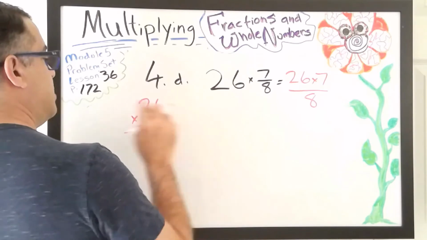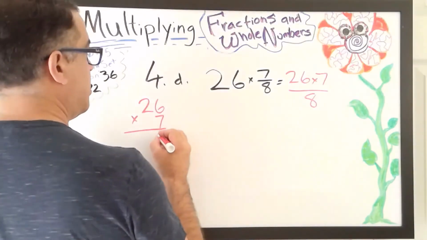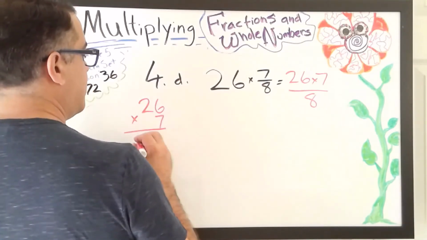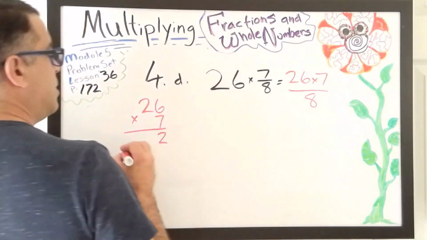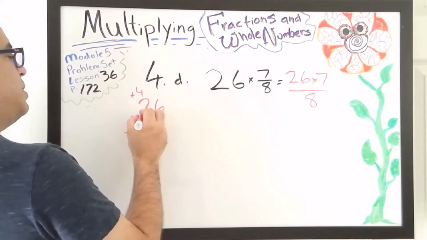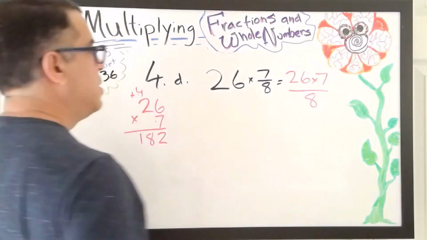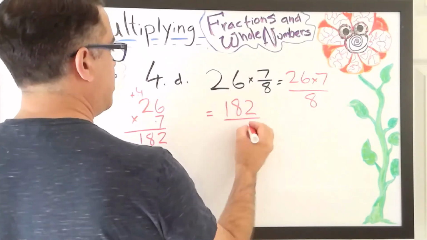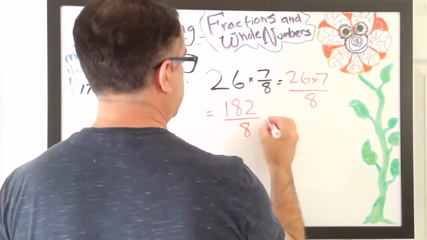7 times 6. The 6th multiple of 7 is 42. Am I right? 7 times 5 is 35, and 7 plus 35 is 42. That's correct. All right, and I put a plus 4 here. 7 times 2 is 14. 14 plus 4 is 18. So look at that big number. So that equals 182. The denominator is not changing here. You have 182 eighths. And now we've got to go back to a mixed number.